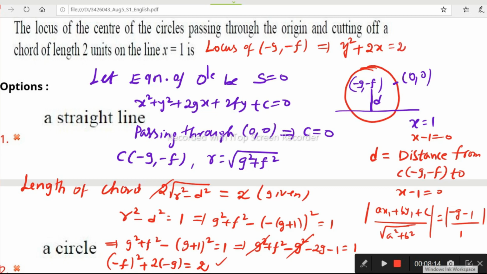Do you know what this form is? Again I am writing one more step. That is y square is equal to 2x, with minus 2x plus 2. Minus 2x plus 2. What is this form? So this is clearly a parabola. It represents a parabola.